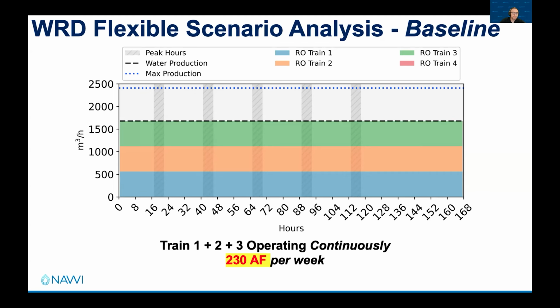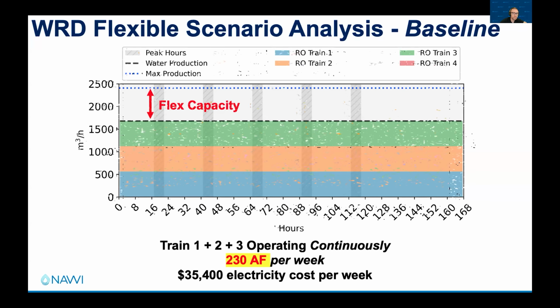So we have 3 trains operating continuously. We're saying that the target production per week is 230 acre-feet. And then this costs $35,400 based on our modeling endeavor. We like this as a baseline scenario because, again, you have this 30% or so capacity that you can use to flex your operations.